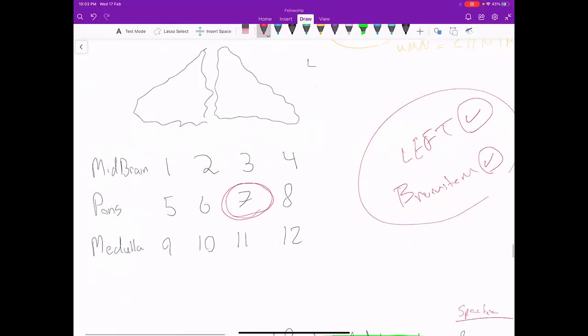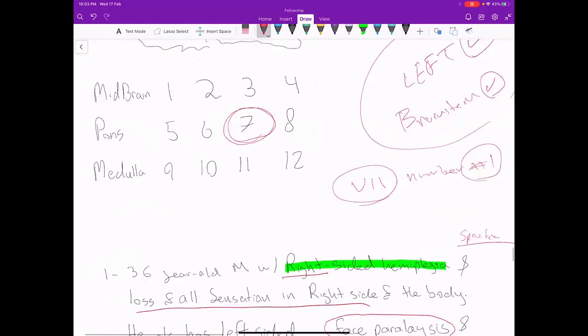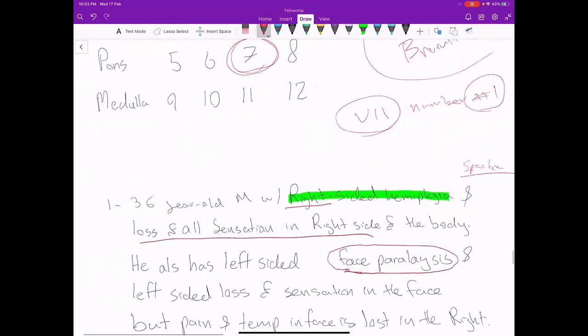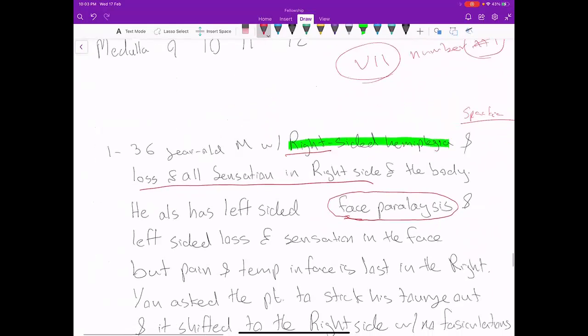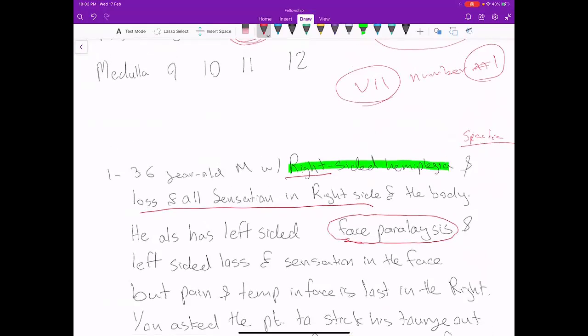When we think of the facial nerve, what's the number 1 question? Lower motor or upper? Excellent. How do we know that? You ask the patient to do one thing, raise your eyebrows, to see if it's ipsilateral or contralateral. Raise your eyebrow. Let's go back to the question. Face paralysis. So he has left-sided, let's say, one second.